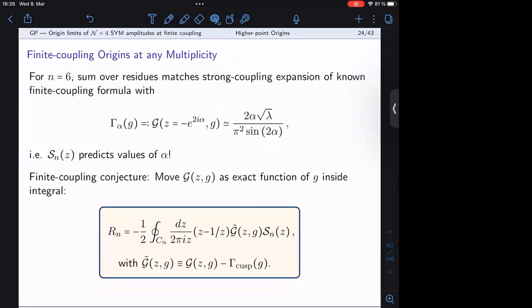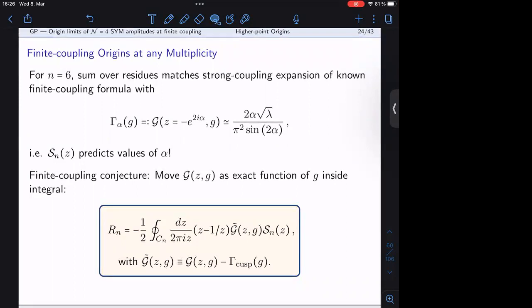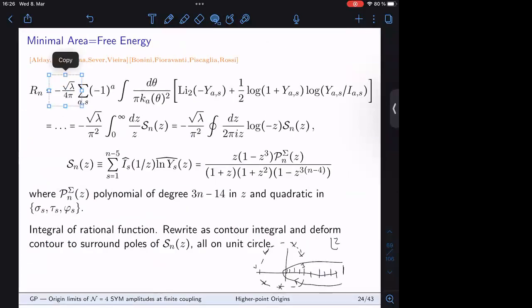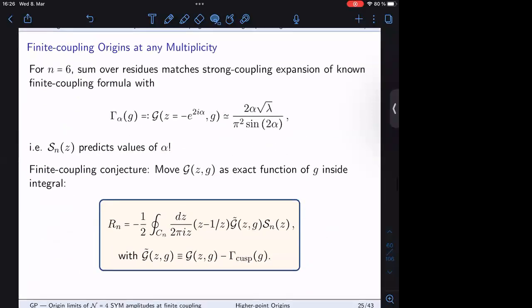And so the final conjecture is very simple. If this story essentially predicts to you the tilt angles, these angles, this is information independent of the coupling. And it's true that you only have the coupling dependence in front because it's the strong coupling. But why don't I promote the strong coupling expression of gamma into the finite coupling expression of gamma and put it in the integral? And this is indeed what we did, and it matches with all perturbative data of 7 and 8 points, and we believe it to be therefore a finite coupling formula for the origin limits at all multiplicity.